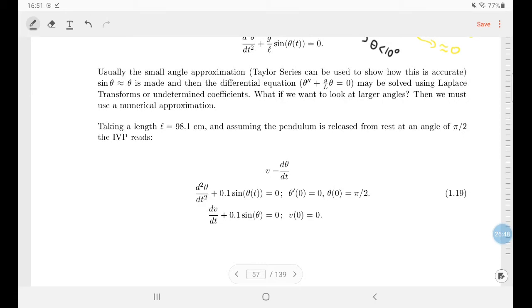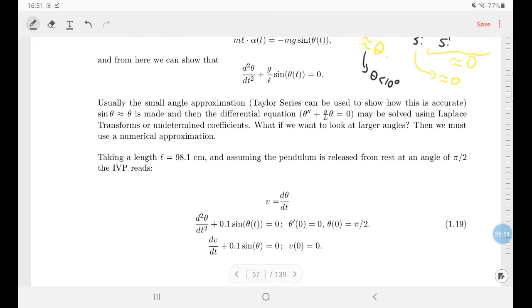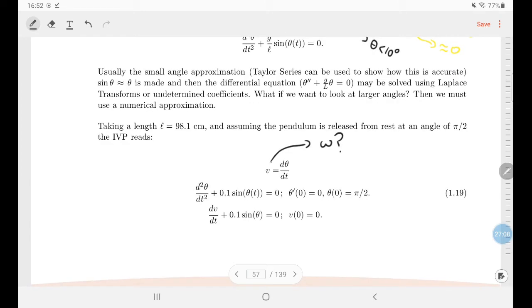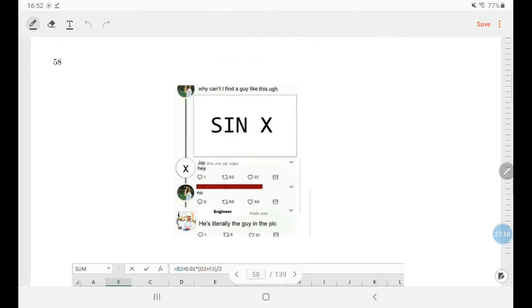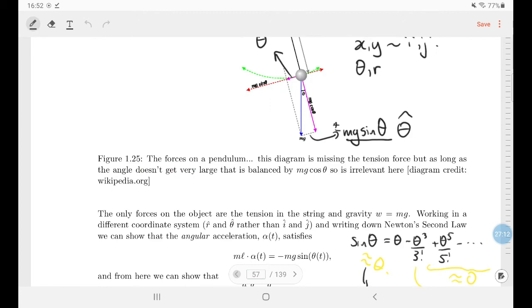So you start by saying let V be, so you always let V be the first derivative. Now if we wanted to go in context, we could have used omega. If you've ever seen omega in a formula, that's what it is. It's the angular velocity, the time derivative of the angle. But anyway, this is your first. Now I think on the next page we'll probably put them both together.